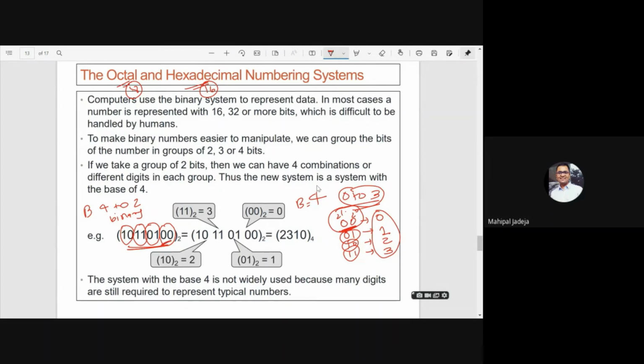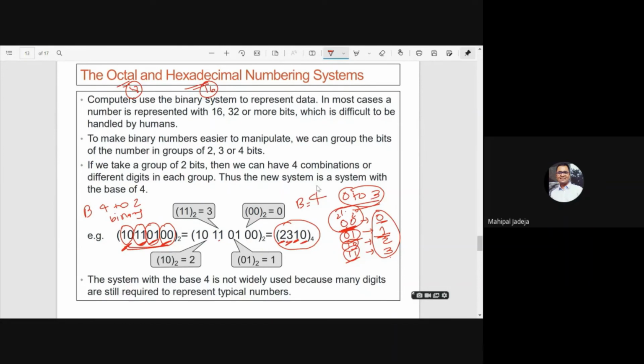For the very first pair, the number is 0 0, and its equivalent value is 0, so I will write down 0 here. For the next pair, the pair is 0 1, and its corresponding value in the base 4 system is 1, so I will write down 1 here. For the next pair, the value is 1 1, and the corresponding value in base 4 is 3, so I will write down 3 here. And for the last pair, the number is 1 0, and its corresponding value in base 4 is 2, so I will write down 2 here. So directly I can get this particular answer in base 4.